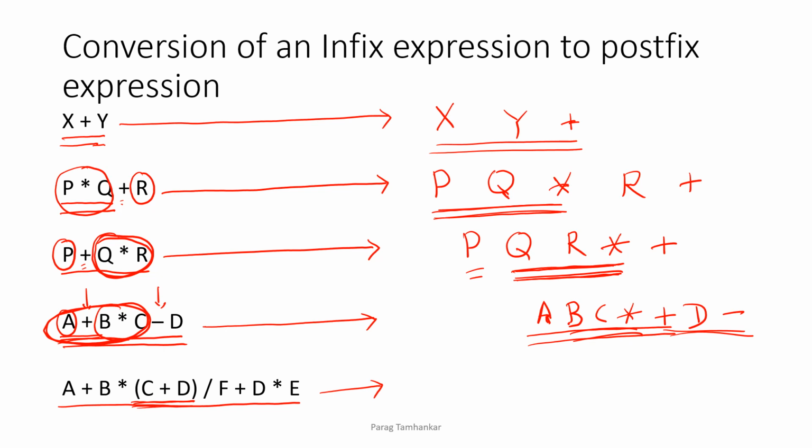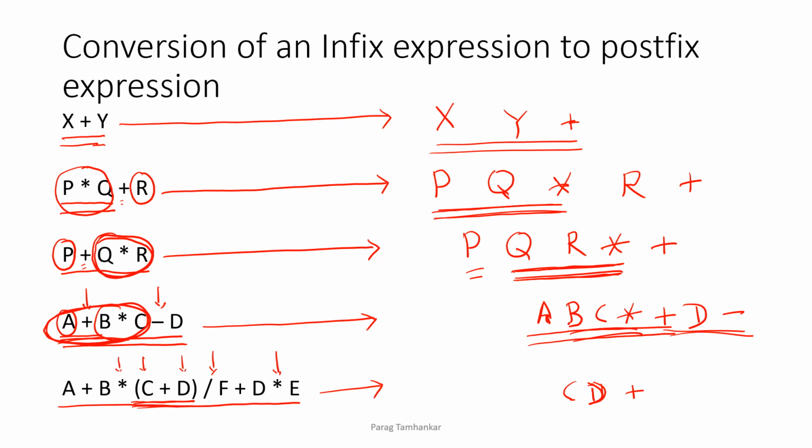So first I am going to evaluate the bracket. When I evaluate the bracket, I have C and then I have D as two operands. So what am I going to do? I'm going to write C, D, and the operator plus, right? The next thing is I have multiplication, and I have division. All have the same priority.